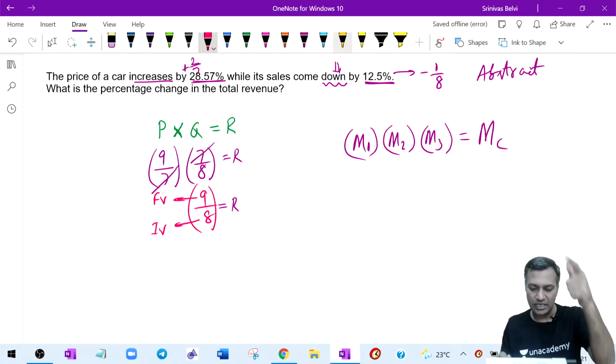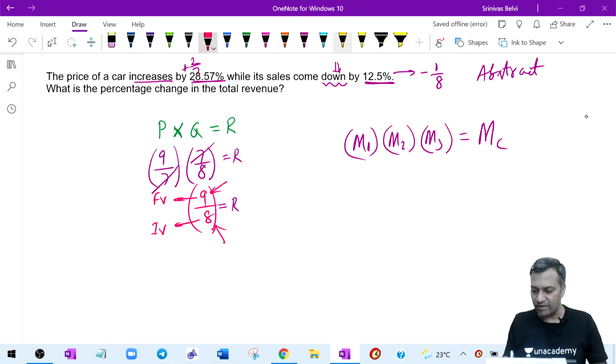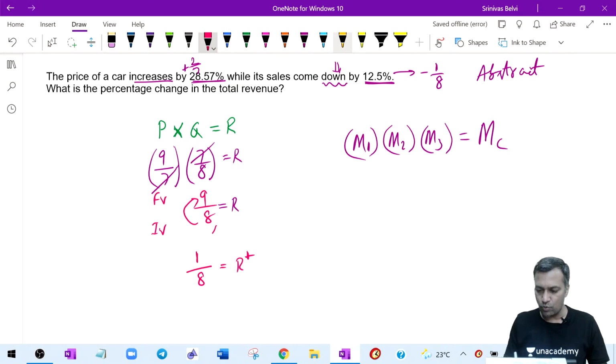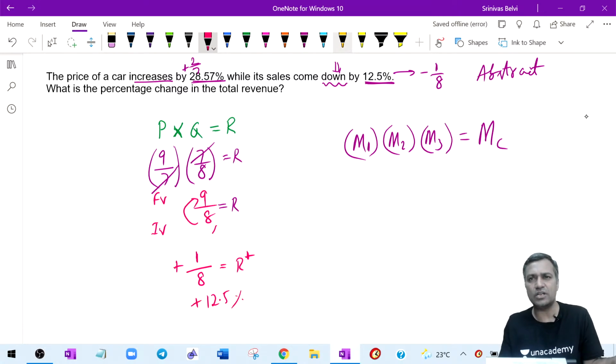Which means if initially the revenue was 8, finally the revenue has become 9. Therefore, what is the increase in the revenue? Denominator as it is. Then you go from 8 towards 9. 1 by 8 increase, which is nothing but 12.5% increase. Very simple. You don't need any alternative methods or anything. You know multipliers, you can handle all varieties of questions in percentage.